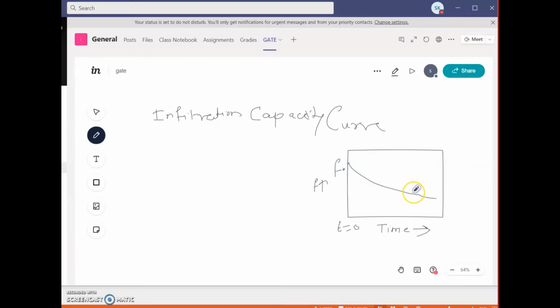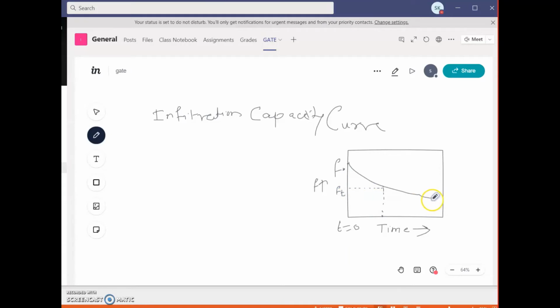Then what would happen at any particular time, suppose time is equal to t? Suppose for this particular time I want the infiltration rate. How can I find it out? Simply from the curve you can draw the line like this, and at this point it is matching, so this is the ft. Any particular time t, whatever the infiltration rate we get, that is ft.